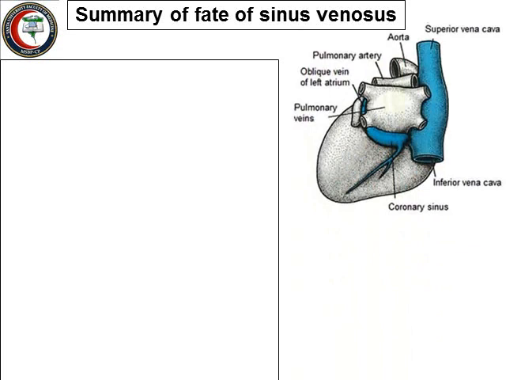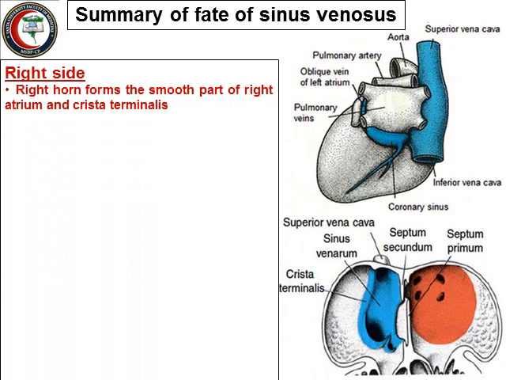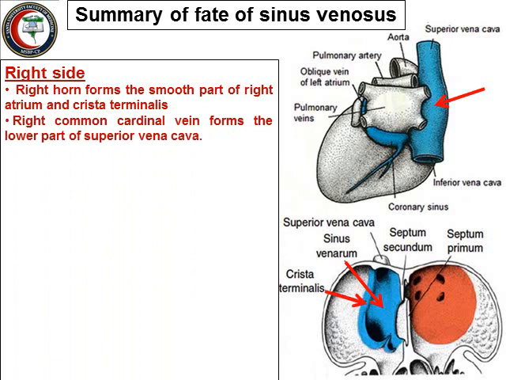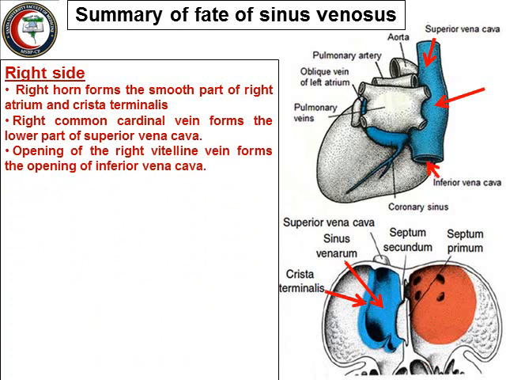Now let us summarize the fate of the sinus venosus. We will divide it into right part and left part. First, the right half. Number one, the right horn forms the smooth part of the right atrium and the crista terminalis. Number two, the right common cardinal vein forms the lower part of the superior vena cava. Number three, the opening of the right vitelline vein forms the opening of the inferior vena cava. And number four, the right umbilical vein disappears.